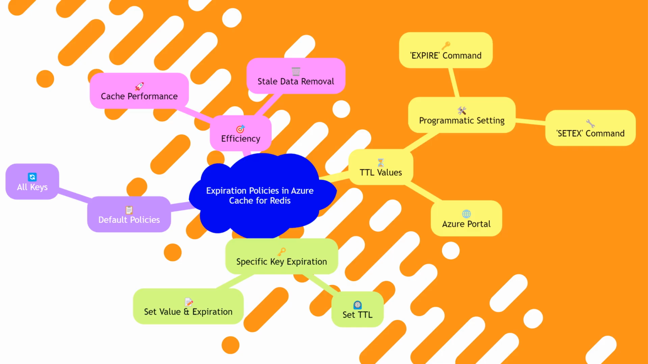Configuring expiration policies in Azure Cache for Redis involves setting the appropriate time-to-live (TTL) values for your cache data. This can be done programmatically using Redis commands or through the Azure portal. For example, you can use the EXPIRE command to set a TTL for a specific key, or the SETEX command to set a value and expiration time simultaneously. Additionally, you can configure default expiration policies for all keys in the cache. By carefully setting these policies, you can ensure that your cache remains efficient and that stale data is promptly removed.